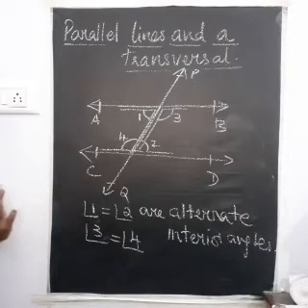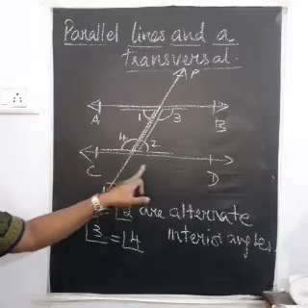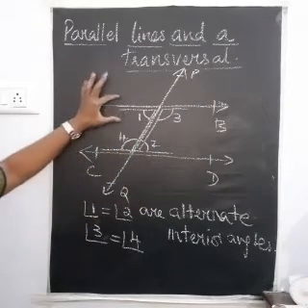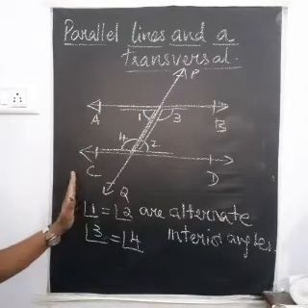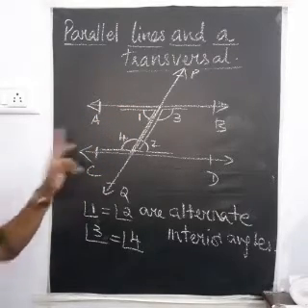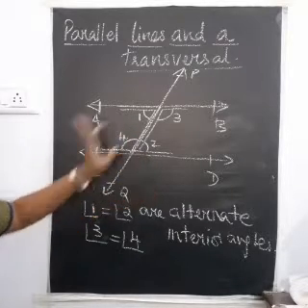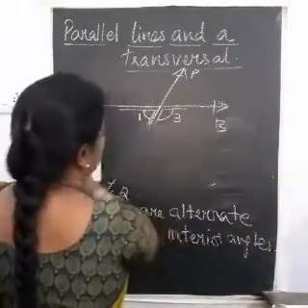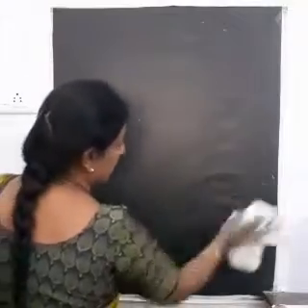Understand? So have you understood this theorem where you go for the Z theorem? Alternate interior angles are equal if two lines are parallel and there is a transversal cutting it. Similarly, if the alternate interior angles are equal, then the two lines are said to be parallel. Okay, so now we have got one axiom and one theorem.